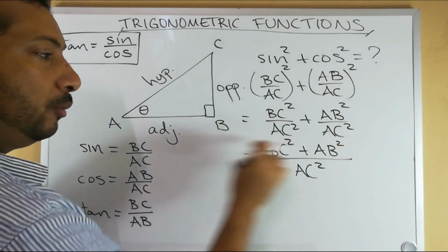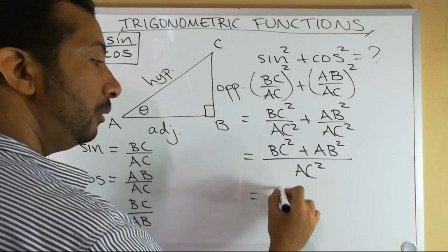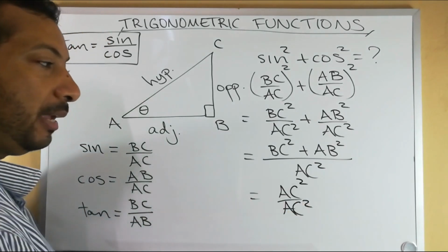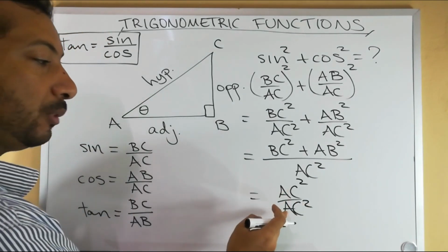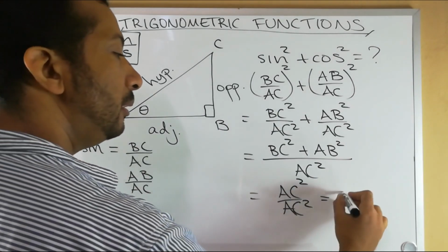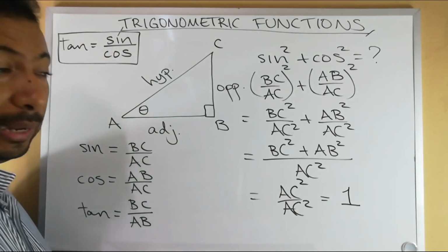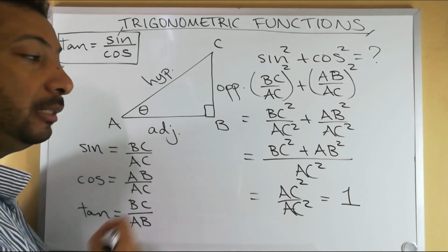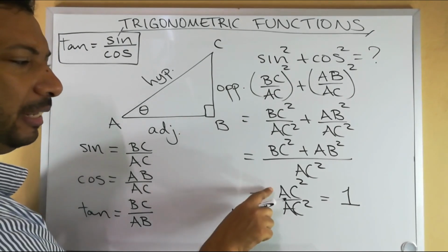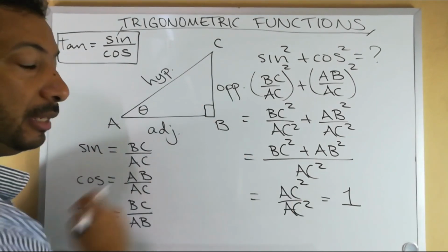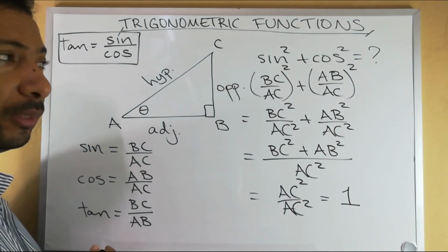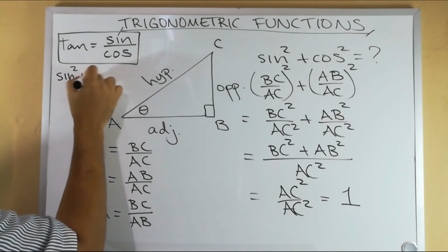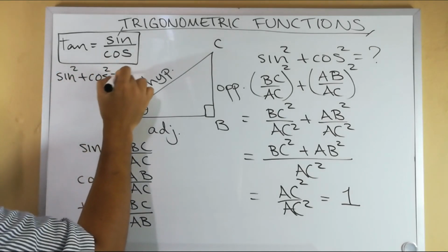So here in my numerator, I have really just another expression for AC squared. So when I simplify that, I have AC squared divided by AC squared, which of course is equal to 1. Why? Because I have one quantity divided by the very same quantity, and that is equal to 1. No matter what the length of the hypotenuse of the triangle, AC squared divided by AC squared is 1. So our second trig identity is that sine squared plus cosine squared is identical to 1.